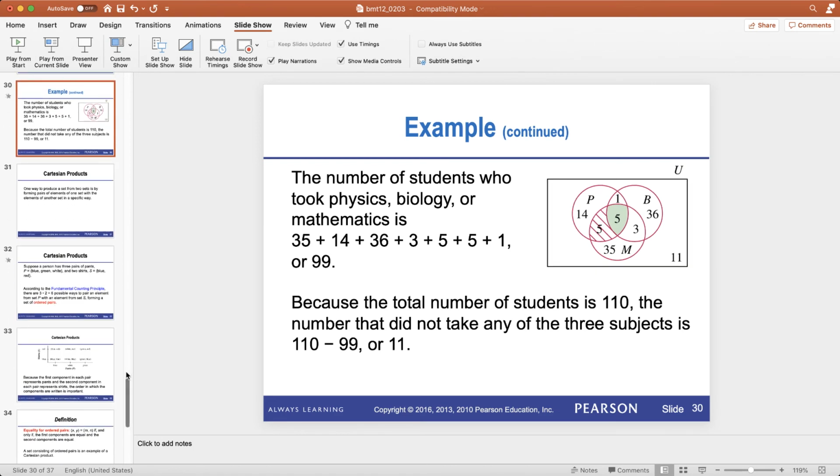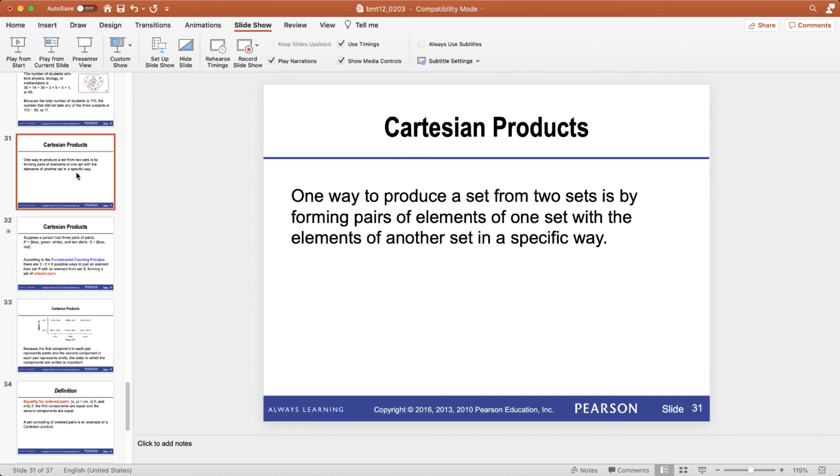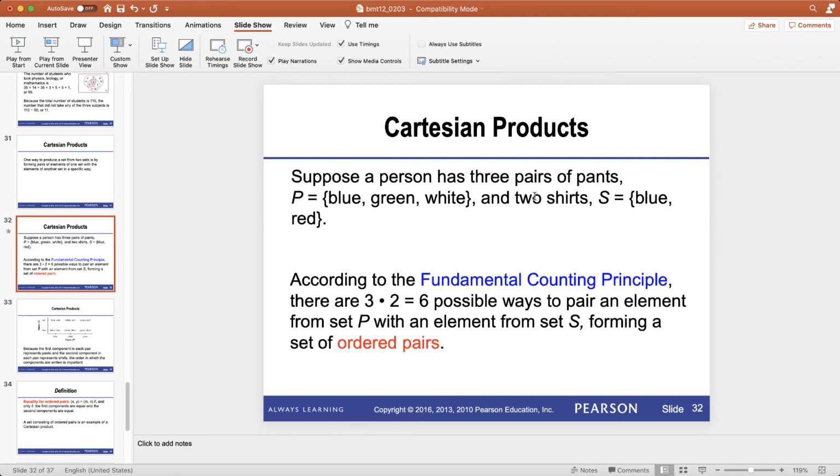All right, and the last thing we're going to talk about is Cartesian products. So another way to produce a set from 2 sets is to form pairs of elements. Okay, so it's very simple. I mean, you've heard of the word Cartesian, like the XY plane, the Cartesian plane. So it's pretty much the same thing.